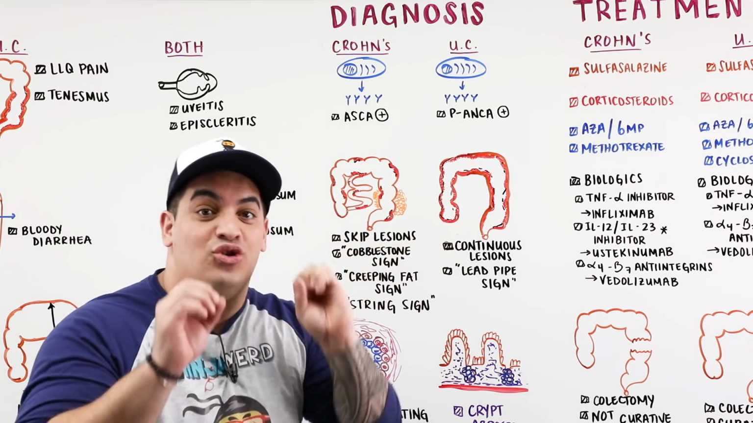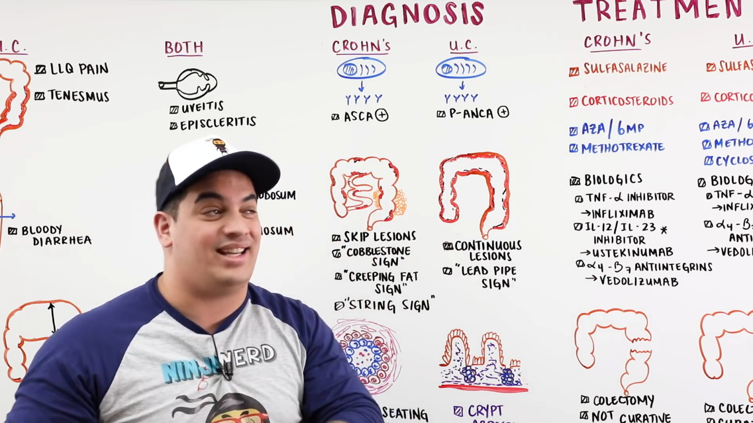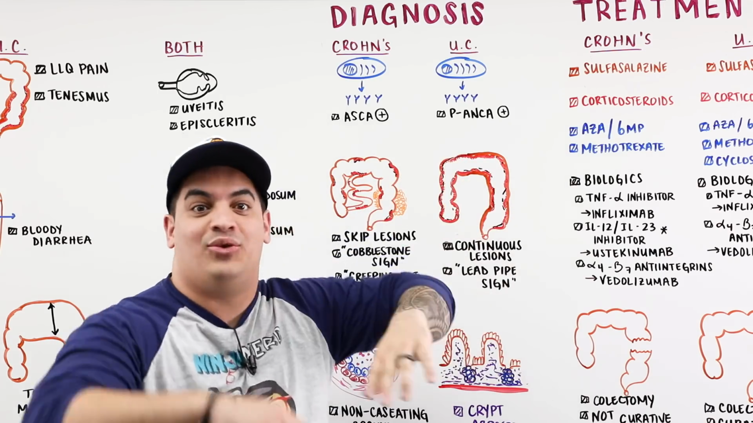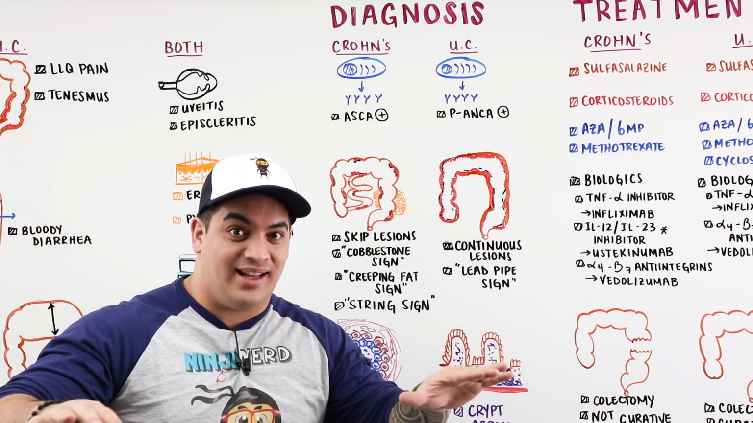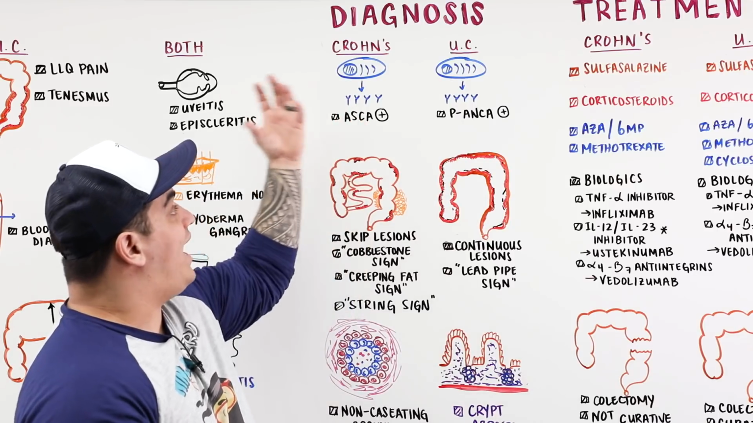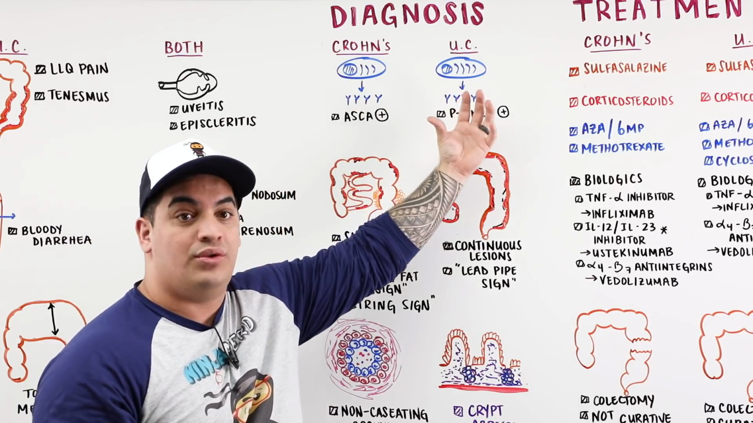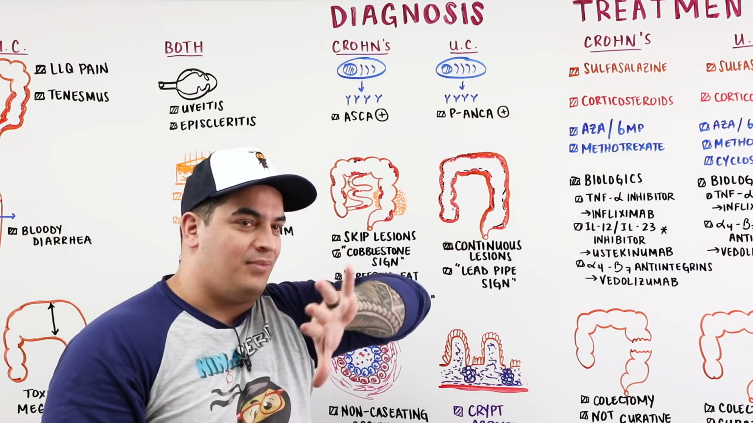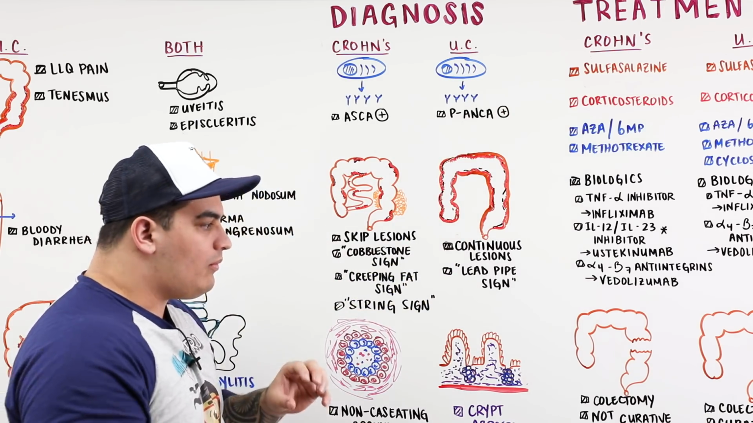Ulcerative colitis, they do have positive P-ANCA antibodies, perinuclear anti-neutrophil cytoplasmic antibodies. So that's a big thing right off the get-go. Crohn's: ASCA positive, P-ANCA negative. UC: only P-ANCA positive. All right? Next thing, we can look at some imaging.